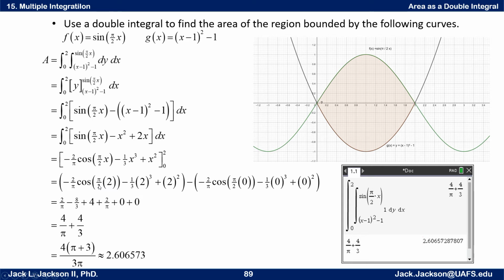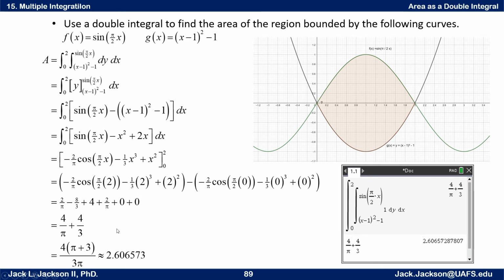Cosine of pi is negative 1 times negative 2 over pi is 2 over pi. 2 cubed is 8 times negative 1/3 is negative 8/3. 2 squared is 4. All right, 0 times pi over 2 is 0. Cosine of 0 is 1 times minus 2 over pi is minus 2 over pi, but that minus makes it plus 2 over pi. And the last two parts are 0. When we plug in 0 here and here, those polynomials evaluate to 0. So the zeros are gone. And 2 over pi plus 2 over pi is 4 over pi. And 4 is 12/3 minus 8/3 is 4/3. So probably the best way to write it is 4 over pi plus 4/3.